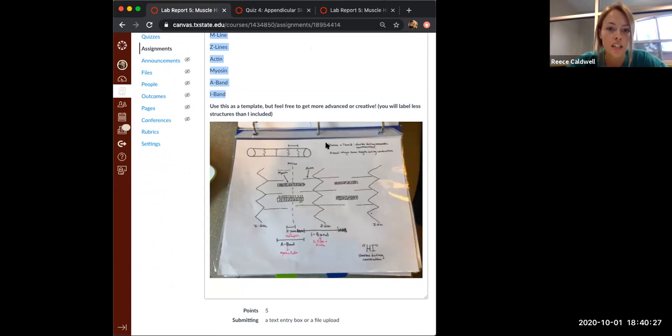You definitely don't need to know about the H zone, shortening, then lengthening, or anything like that. But definitely know the Z disc, the actin, the myosin, the M line, the Z line, all of that, and draw it out.